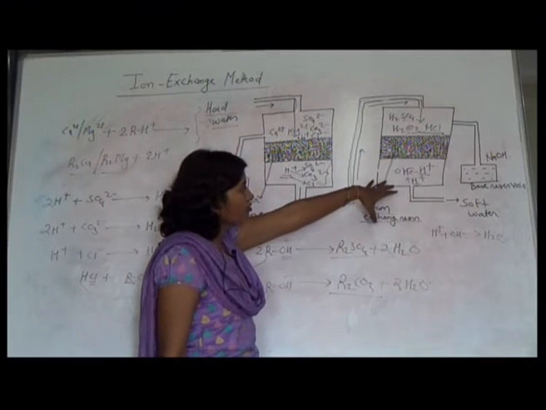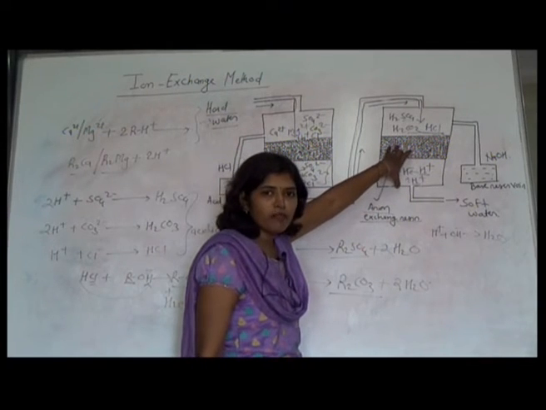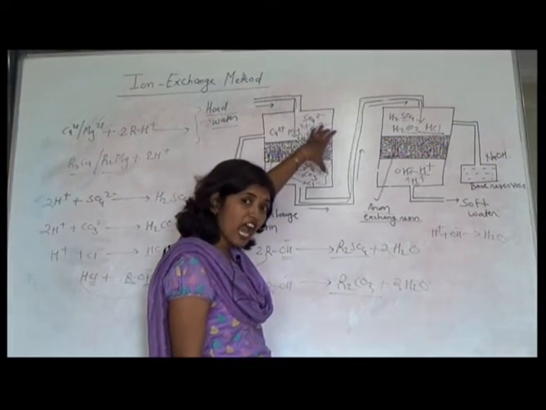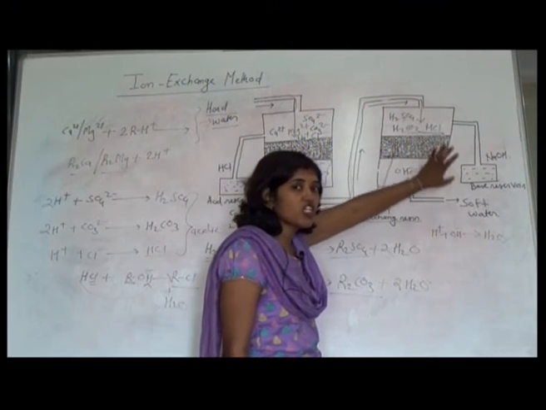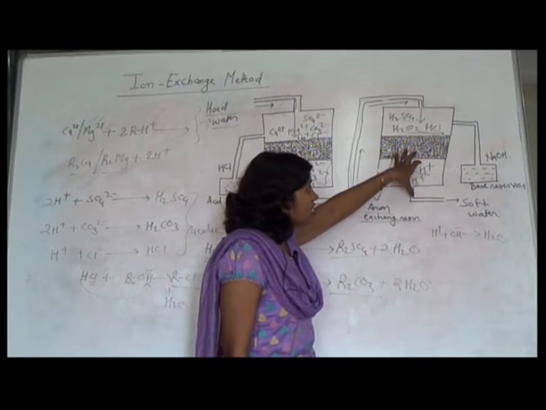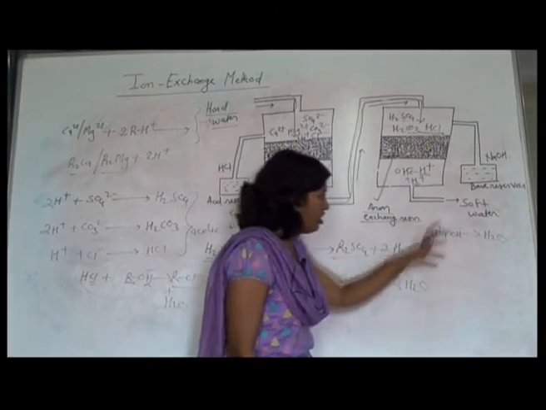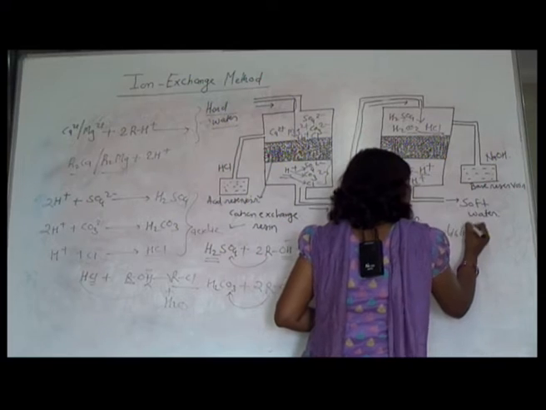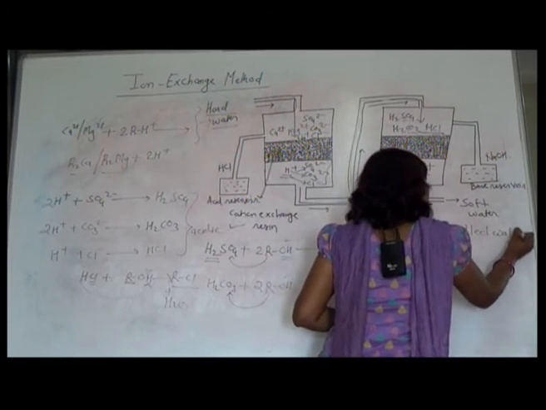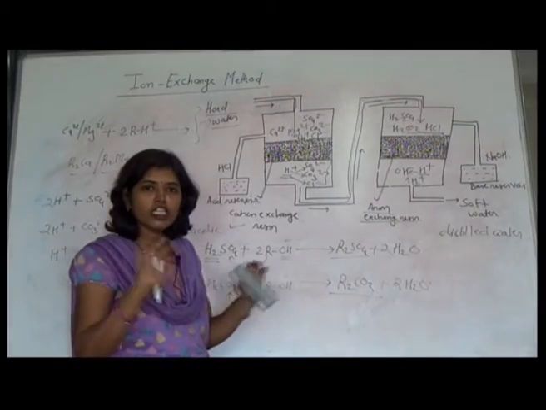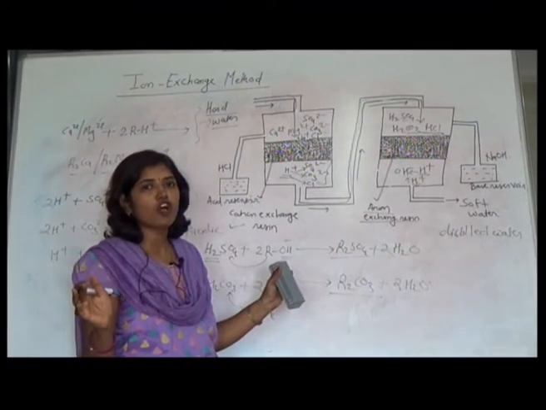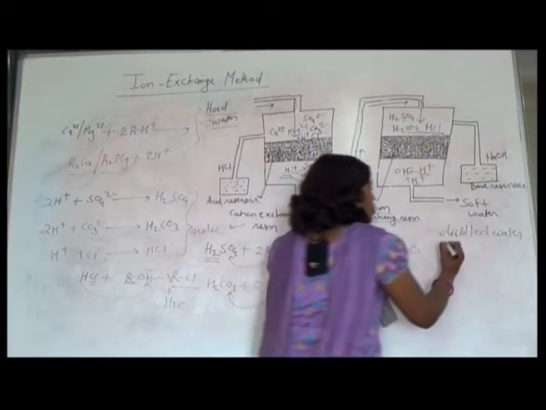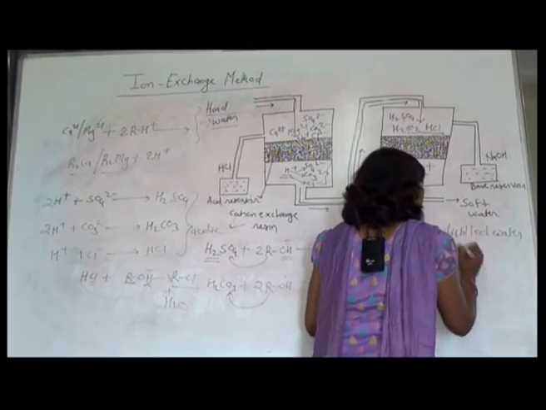As a result, you can see that the water becomes totally free from cations causing hardness and anions causing hardness. Hence that water is called soft water, and it is virtually like distilled water, because it becomes totally free from all the cations and anions causing hardness. Hence that water is suitable for boiler purposes.